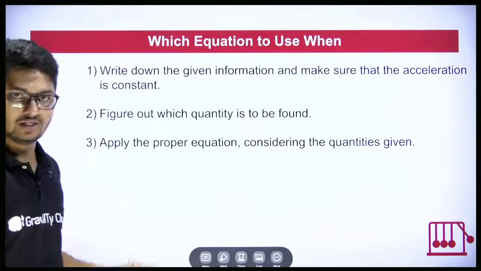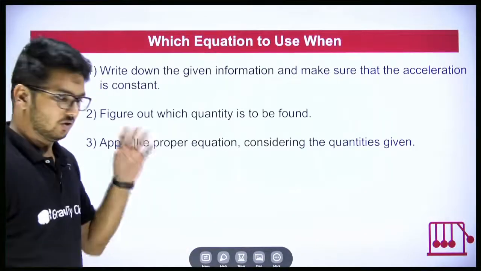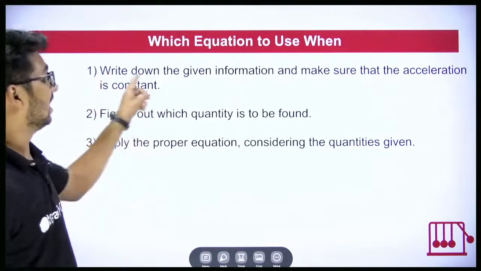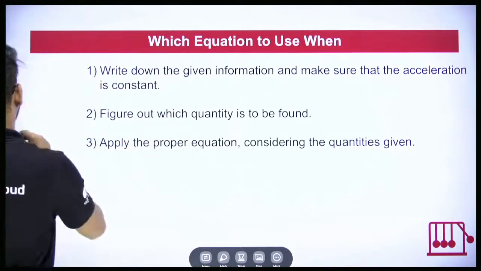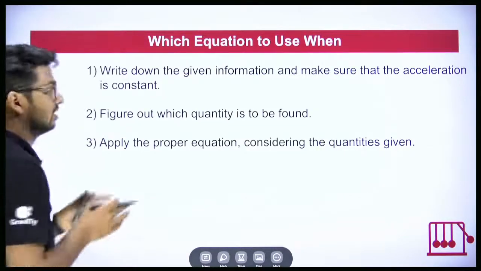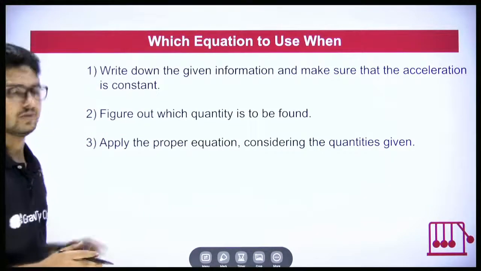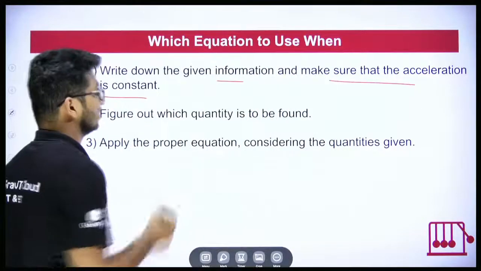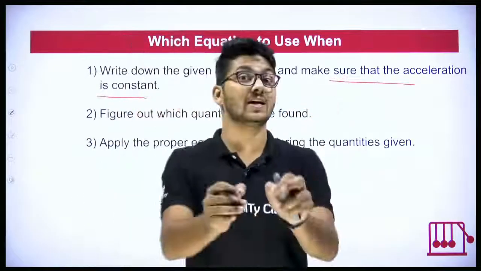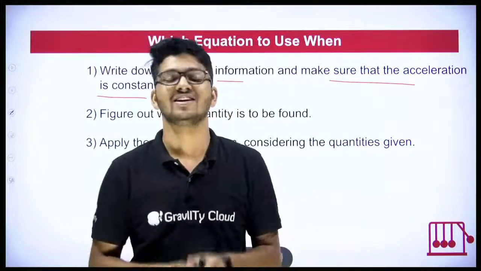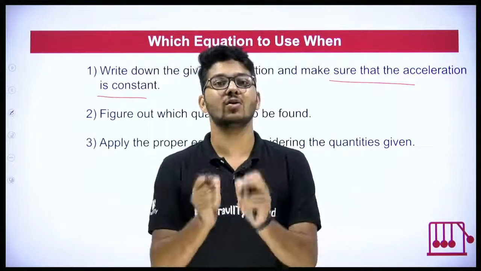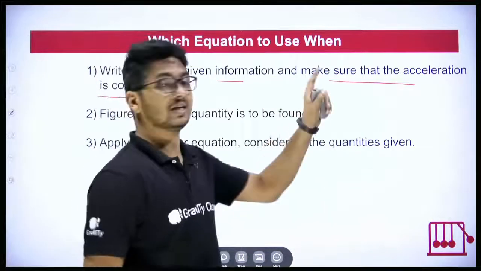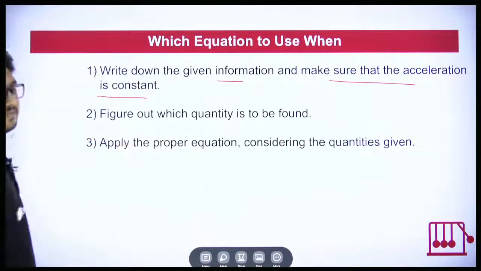What is that? The first one is this. When a question is given to you, the first thing you have to do is read it, understand it, and write down the given information. Do not skip that step. The steps are there for a reason. Do not skip any step. Write down the given information and make sure that the acceleration is constant. This condition is specifically for equations of motion because equations of motion are applicable only when acceleration is constant. So that is the reason.